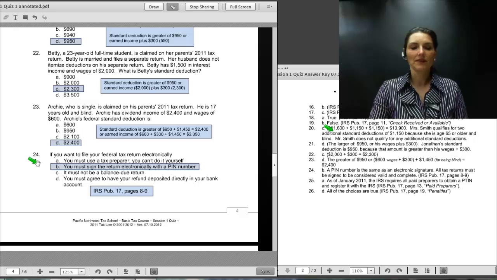Number 24. If you want to file your federal tax return electronically, you must use an electronic PIN, and that is the correct answer, B. You can refer to IRS Publication 17, pages 8 and 9.